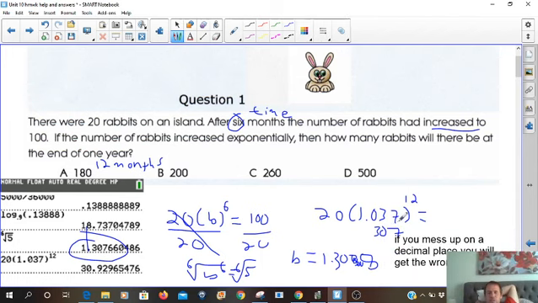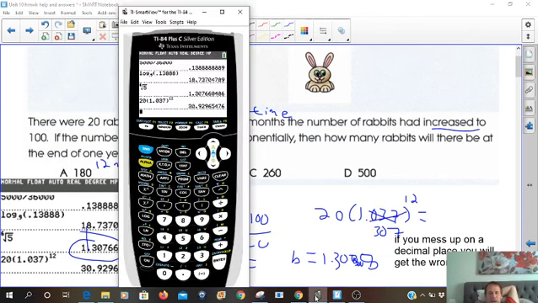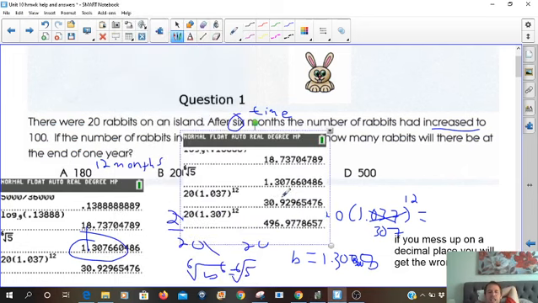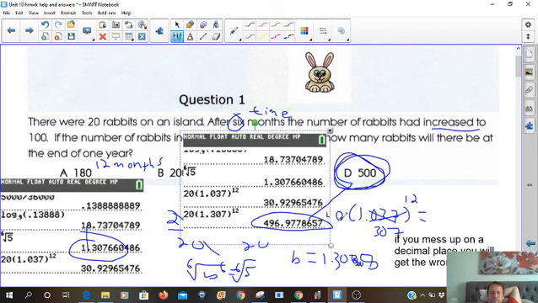Okay, so it's actually supposed to be 1.307 to the 12th power. So now we're going to do 20, and then 1.307, and then that's to the 12th power. There we go. And so that gives us 496.97, and that gets really, really close to, rounds up to D. So number one, the answer is D, which is 500.